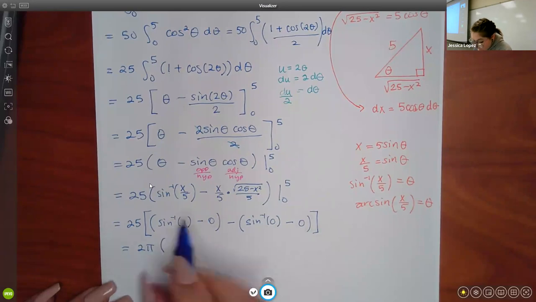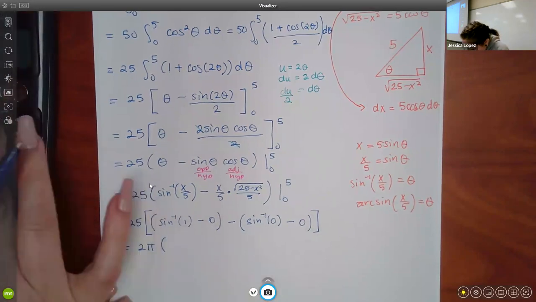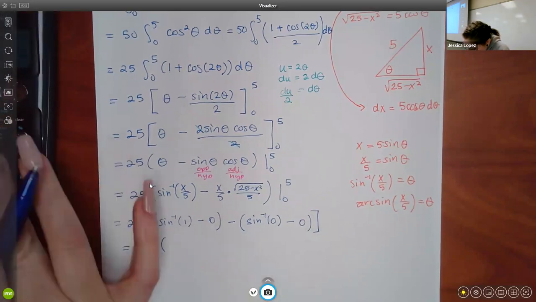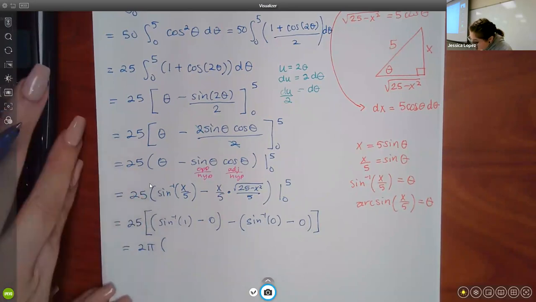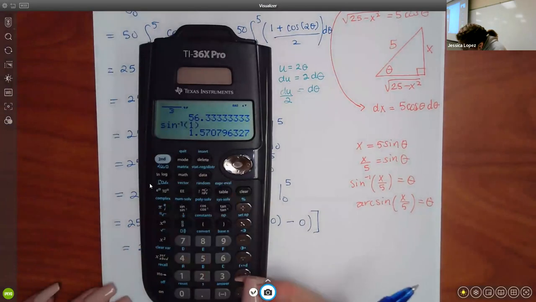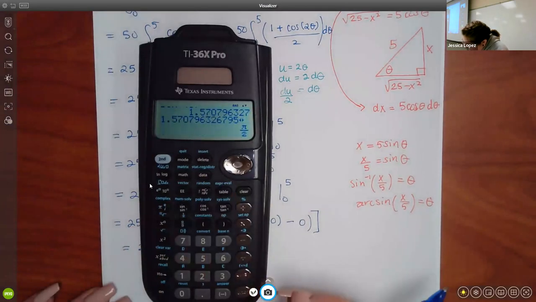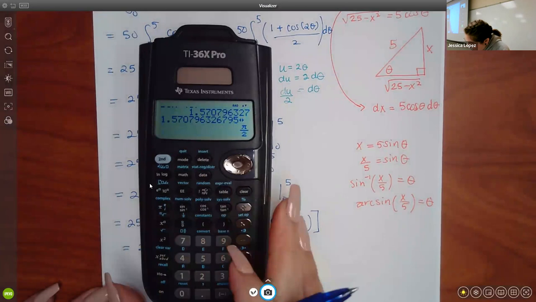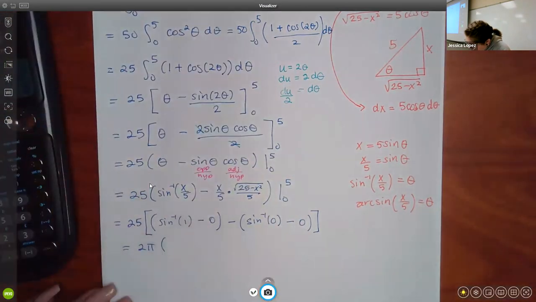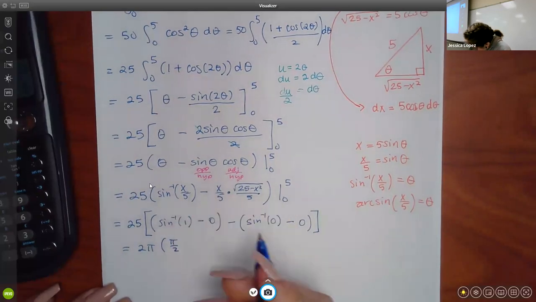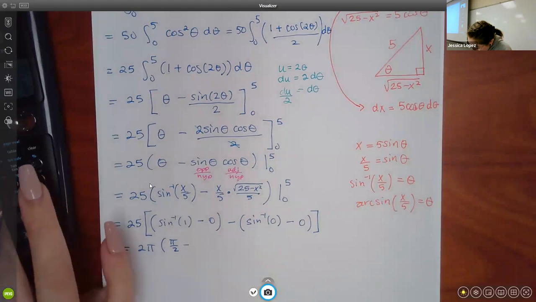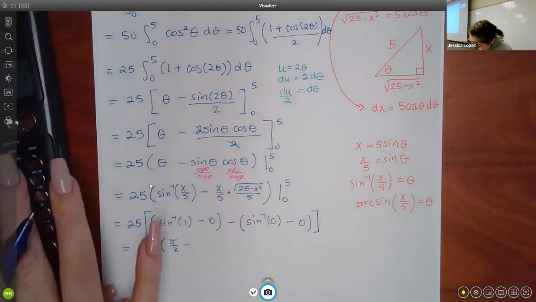So sine inverse of 1, let's see, sine inverse should be pi over 2, but let's go check. This is what my calculator tells me. And then somebody said if you use the double arrow, it puts it right in the pi. I didn't know that. I always divided by pi and then converted it to a fraction, like the whole thing. It was nice though. And then sine inverse of 0, that should be 0, but let's double check. Yes.